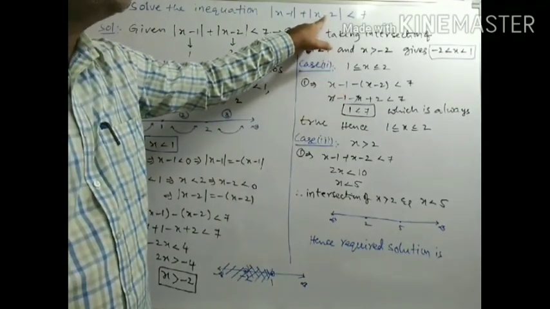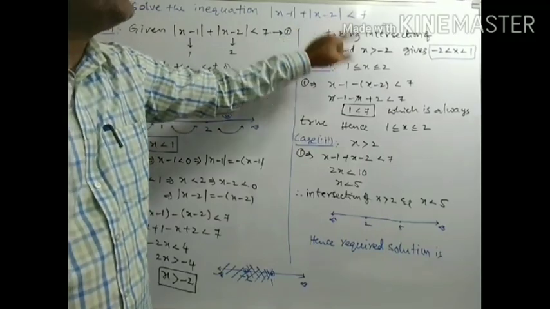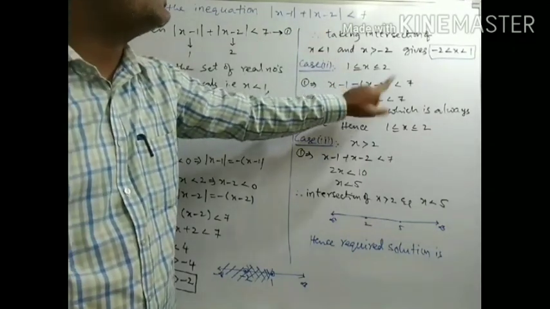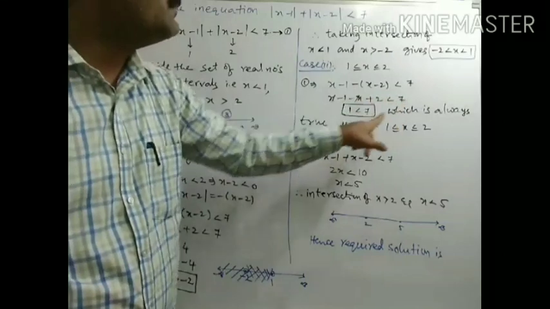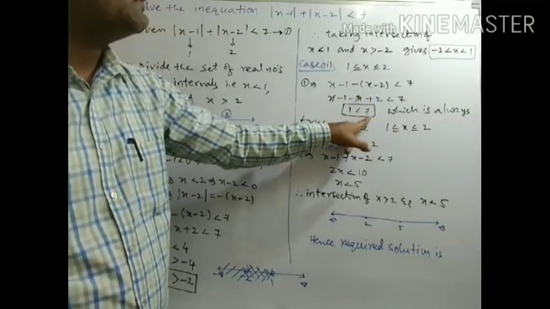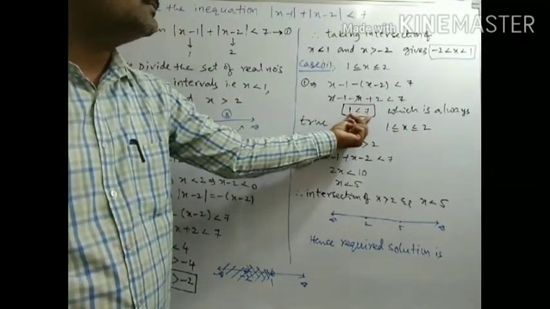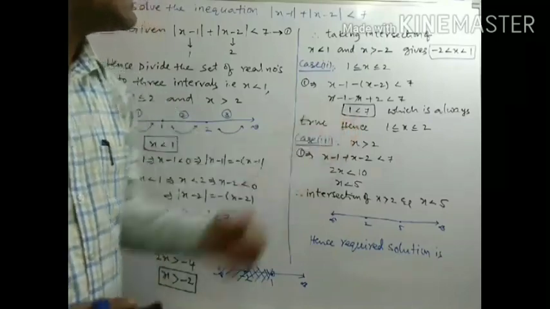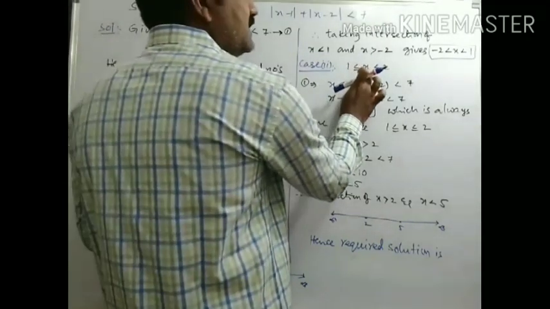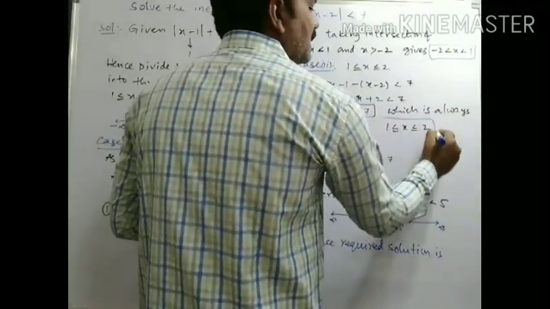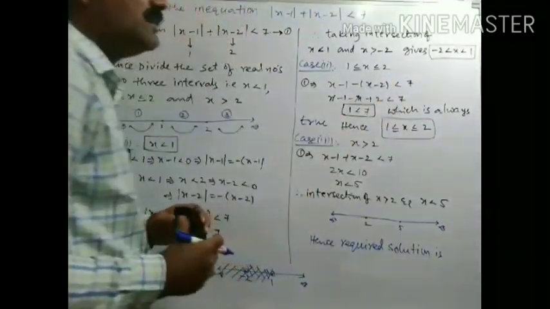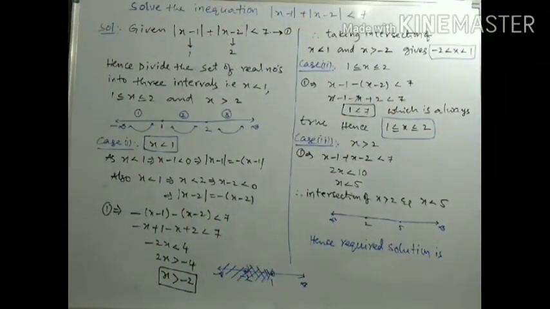1 minus 2 is negative, and because this is negative, the output is minus of x minus 2. Now on solving, we got 1 less than 7, which is always true. Hence in this case, this itself is the solution. So 1 less than or equal to x less than or equal to 2.